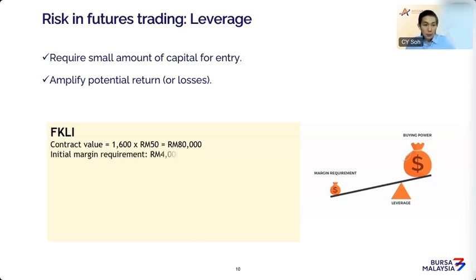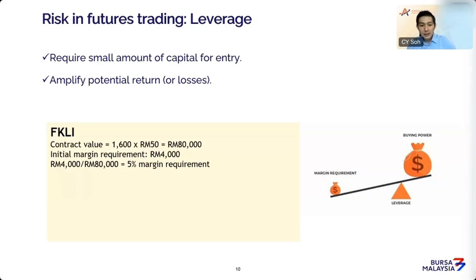So currently what you need is that as long as you fulfill the initial margin requirement of 4,000 in your trading account, you can actually trade one contract which actually controls this $80,000. So you can see relatively, instead of putting $80,000 to invest in the whole Malaysia market, you just need to come up with 5% as your margin requirement, a minimal deposit to actually control this 80,000.